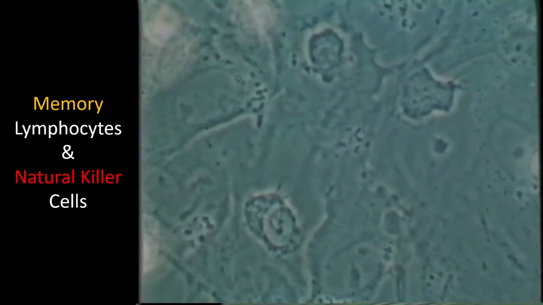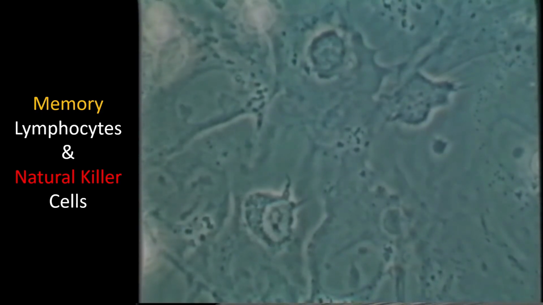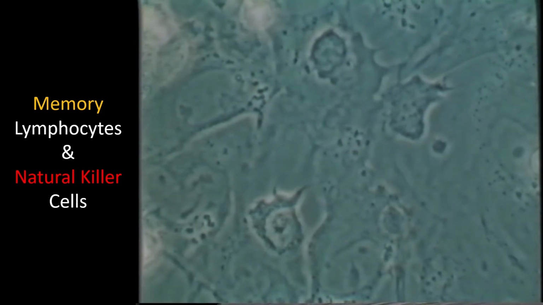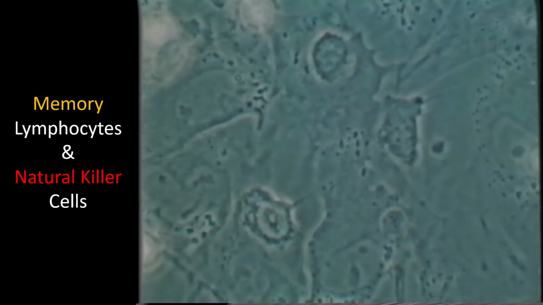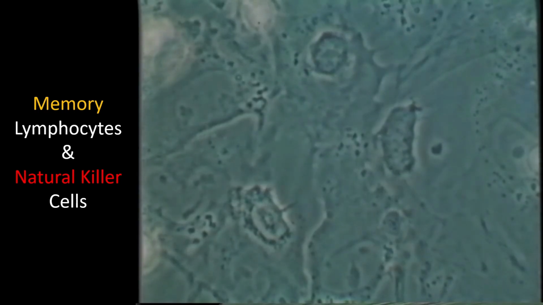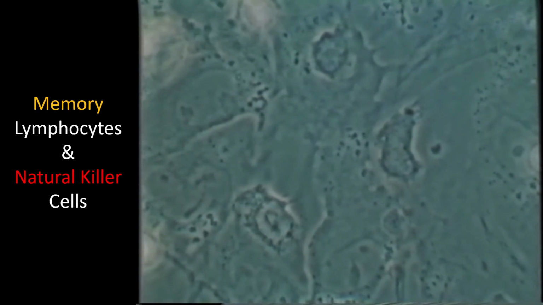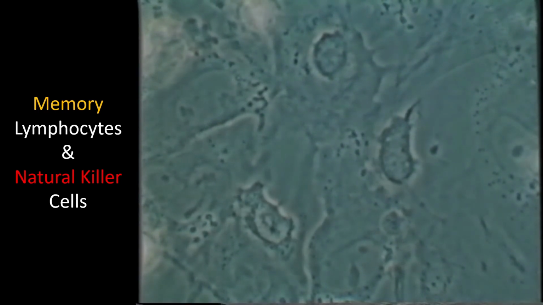The two cells on the top that are moving more slowly, those are the memory lymphocytes that are waiting there to get infected by a particular substance. If they have the memory for that, they'll spring into action and clone themselves and get rid of that invader.